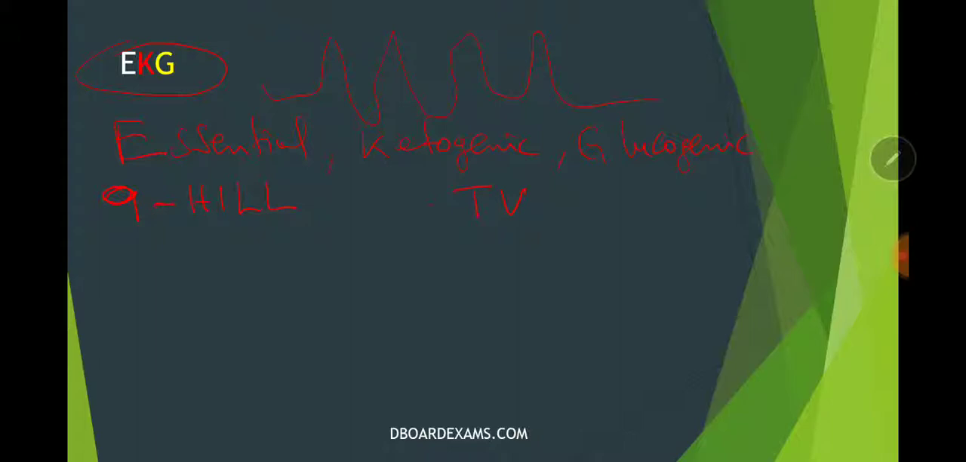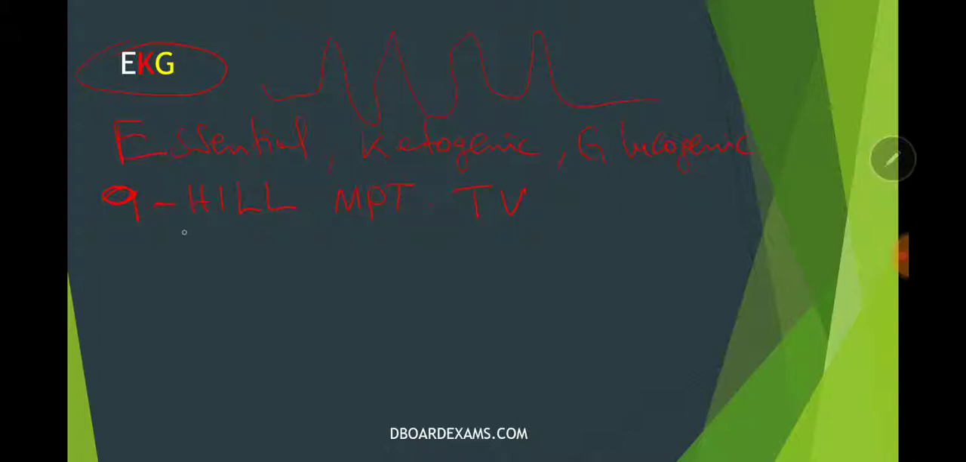Now, what's in the middle? In the middle, it's called MPT. So you can memorize TV, and in between this, you have to know, it's MPT. And these are the 9 essential amino acids.